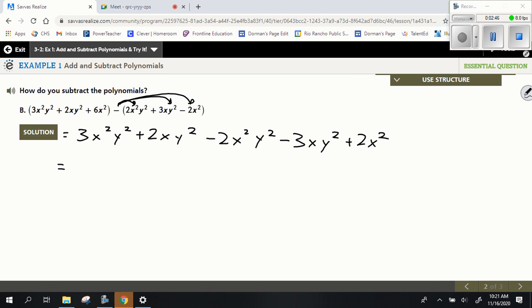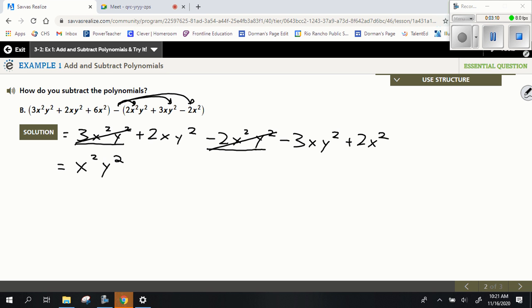So this one has an x squared and a y squared. I want to look for anything else that also has an x squared and a y squared, and that's going to be this term. So if I have 3x squared y squareds, and I take away 2x squared y squareds, I am only going to have 1 x squared y squared left. So when I combine those two terms, that's what I'm going to get.